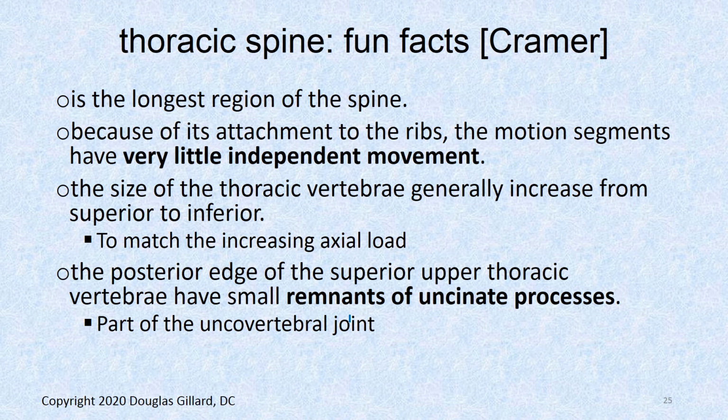The size of the thoracic vertebrae generally increases superior to inferior, to match the increasing axial load. So as you move down, in other words, T1 is pretty wimpy. It looks like a cervical. T12 is massive. It looks like a lumbar spine. So the size of these vertebrae gets bigger. The posterior edge of the superior upper thoracic vertebrae have some remnants of uncinate processes, especially T1. So there is a little bit of uncinate process.